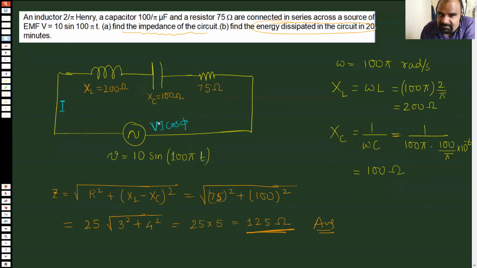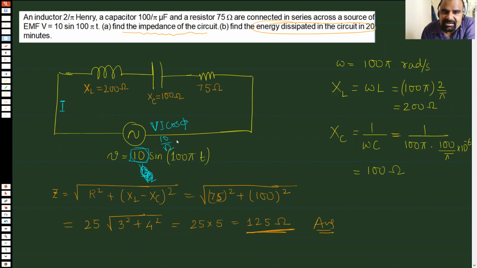So capital V means this RMS. By the way, this 10 is not capital V. This is the peak value. Whatever is written over here, that is peak. If you want to find RMS, then you'll have to divide it by √2. So basically, capital V will be 10 by √2.